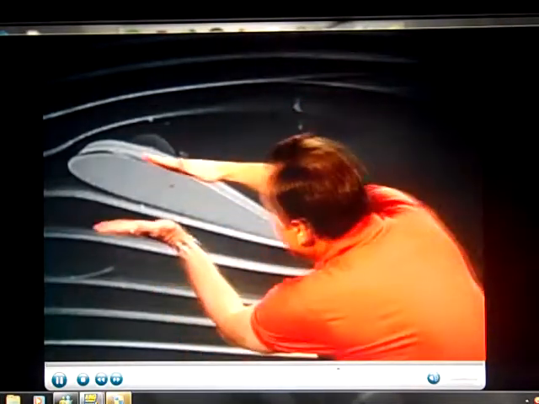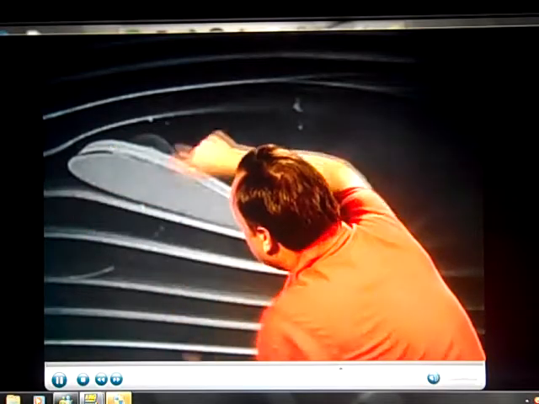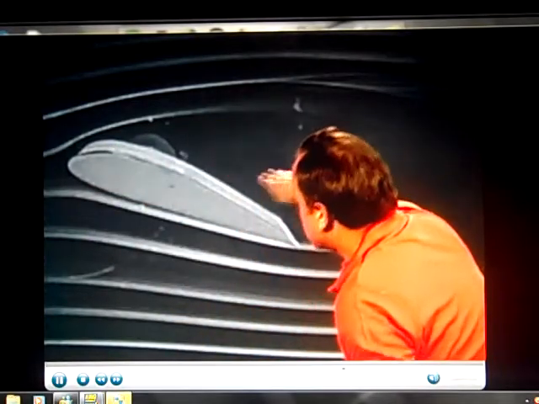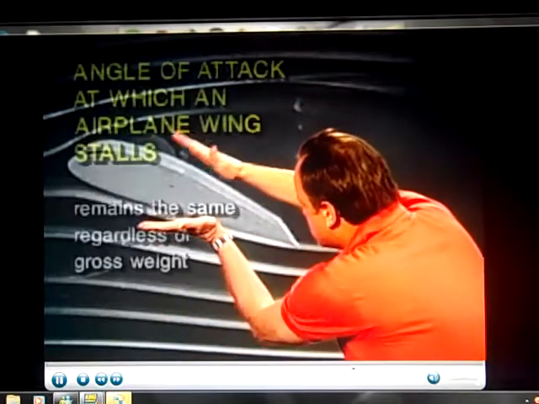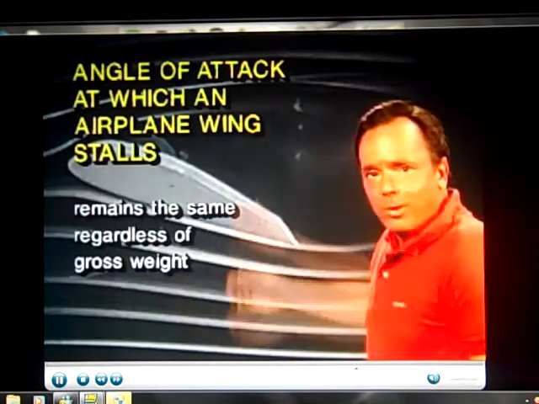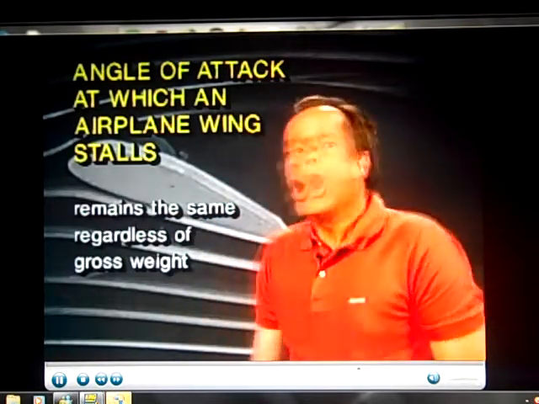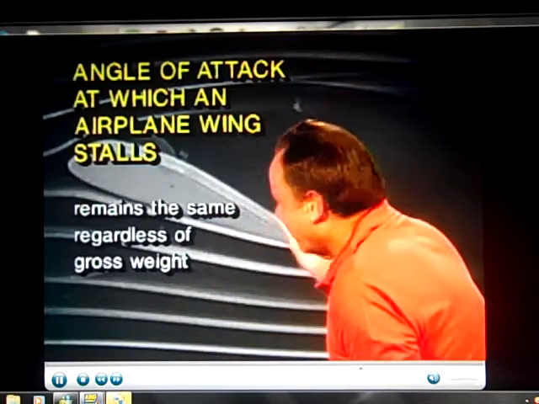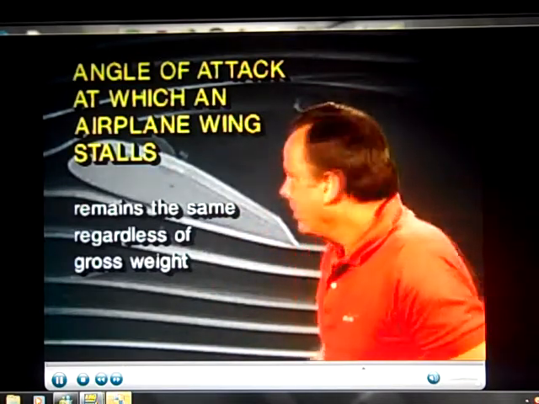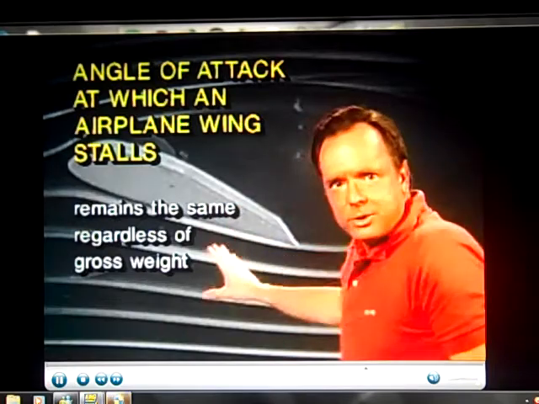Now, an airplane stalls at a specific angle of attack. The exact angle of attack at which the air can no longer conform to the surface of the wing is really designed into the wing. So an airplane stalls at the same angle of attack regardless of the gross weight of the airplane. So at what angle of attack does an airplane stall? Always, for the particular airplane and configuration of the wing, always at the same angle of attack. So that's one of the things you need to know.